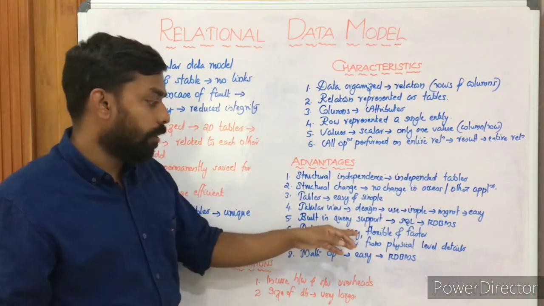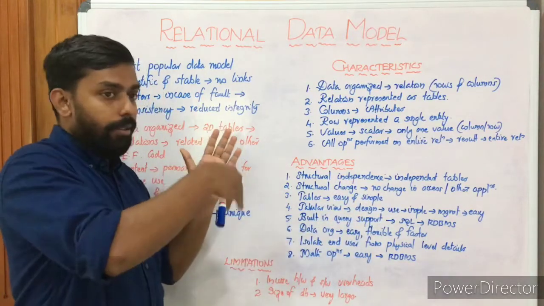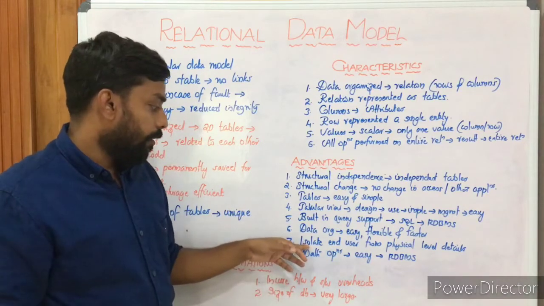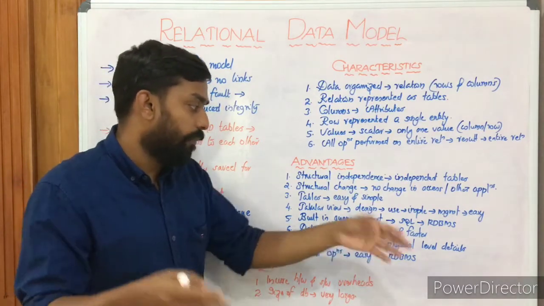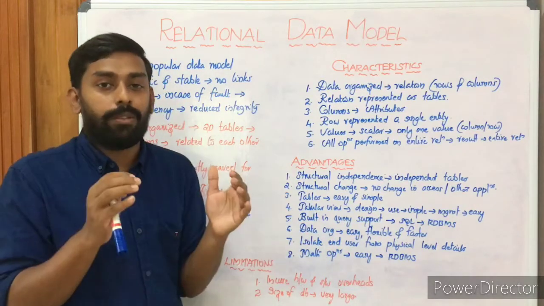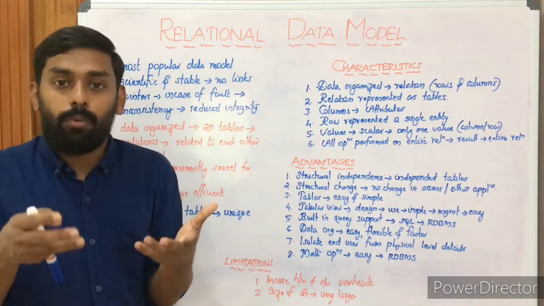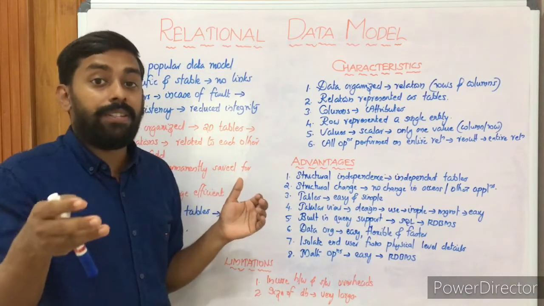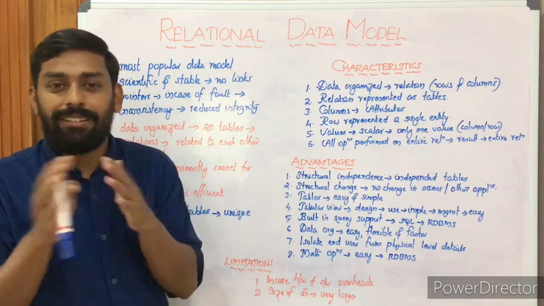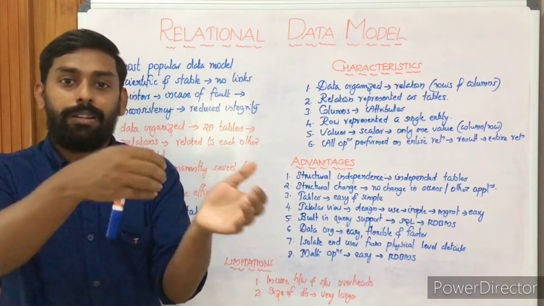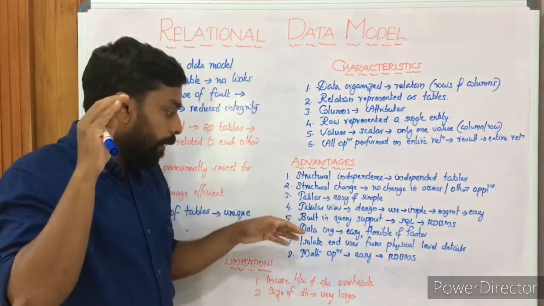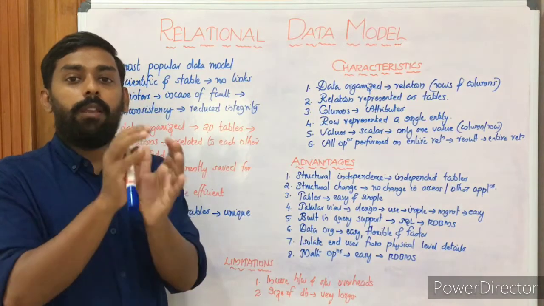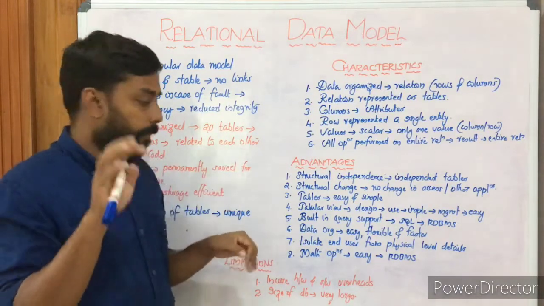Then data organization is easy, flexible and faster, because the tabular structure makes data representation easy, flexible and faster. Then it isolates the end user from physical level details. End users don't have to look at the physical aspect or the internal things, like how data is stored and how it is fetched. The user has to look at only how to use it.